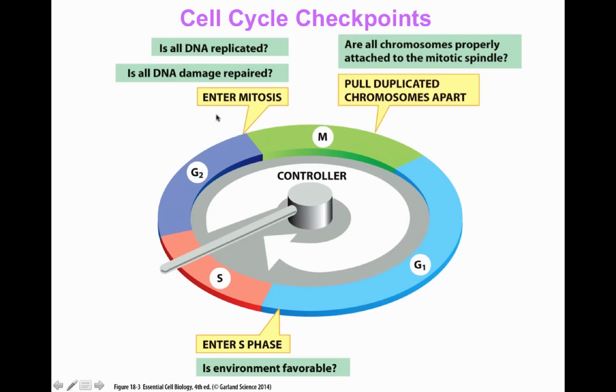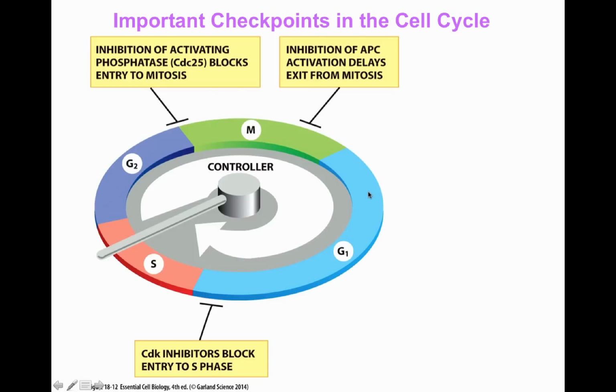As I mentioned to you, the checkpoints are designed to question the cell to see if the events happening in each stage of the cell cycle have been accomplished, and if they have, they're going to allow that cell to proceed to the next phase of the cell cycle. So what we can see is that different inhibitors are going to stop the progression of the cell cycle. For example, if a cell is going from G1 to S phase, you are going to have a CDK inhibitor that is going to block the G1 kinase to prevent it from going into S phase.